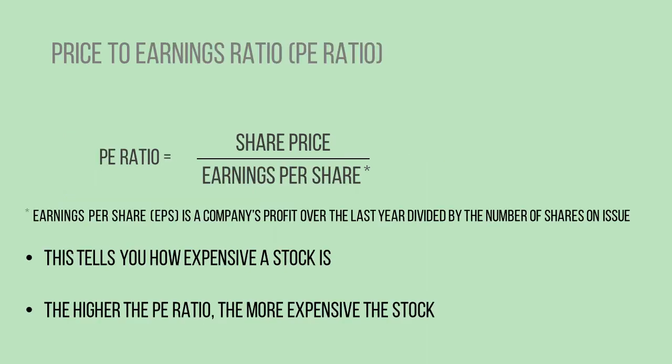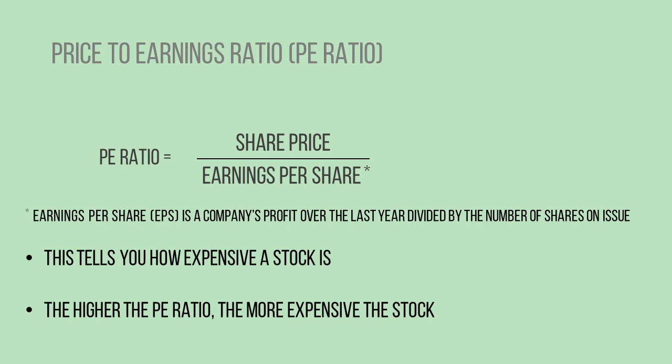Starting off with the calculation. So the price to earnings ratio is quite simply the share price of the stock at any given time divided by the earnings per share. And the earnings per share, or EPS as it's usually abbreviated, is the company's profits over the last year, or the income or profit it's made, divided by the number of shares on issue. So you know how much each share actually has as a kind of share of the profit.